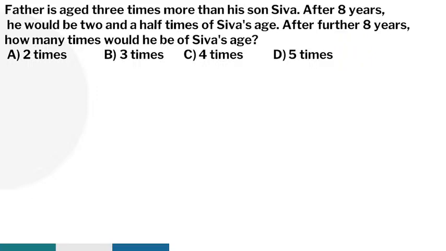Father is aged 3 times more than his son Shiva. Okay, after 8 years, he would be 2.5 times of Shiva's age. After further 8 years, how many times would be of Shiva's age? How many times, find out చేయగలిగితే చాలు ఇక్కడ మనకి.